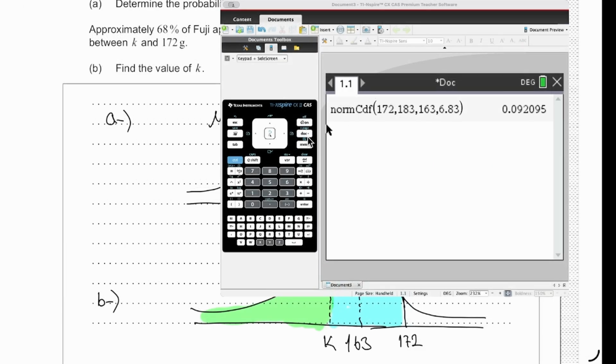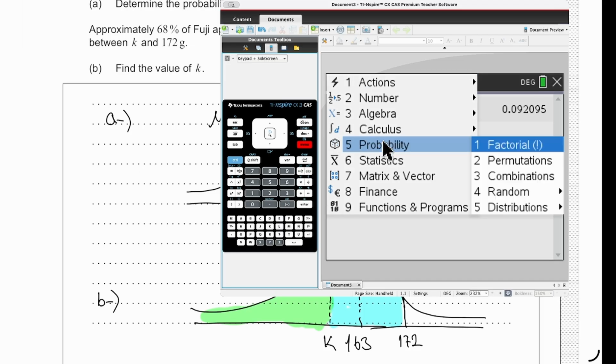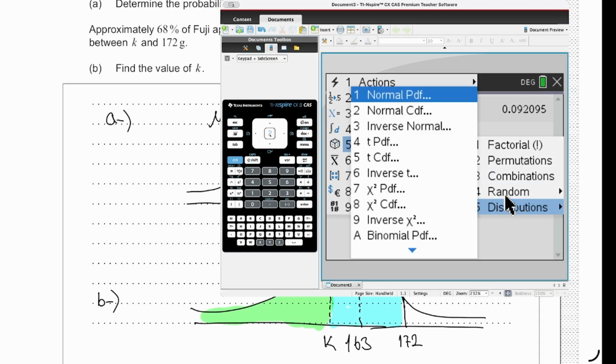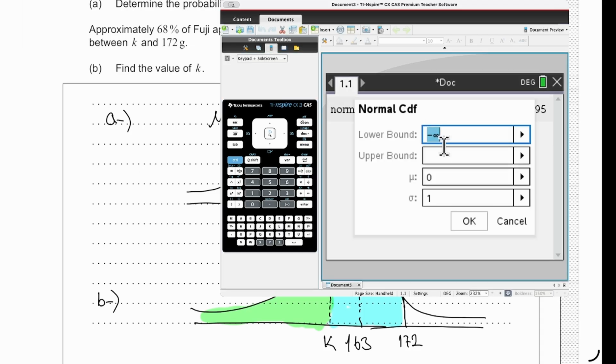Okay, we need to go to menu, probability, distributions, normal CDF, lower bound minus infinity, or you can just write a very small number. I'm gonna write minus 1000. Upper bound 172. Mean is 163. And standard deviation is 6.83.